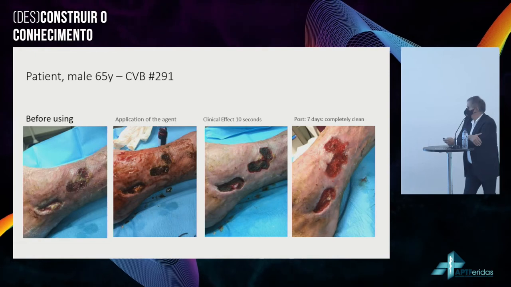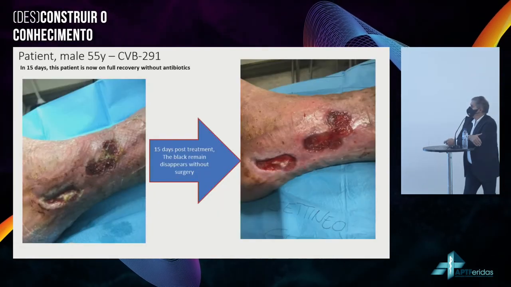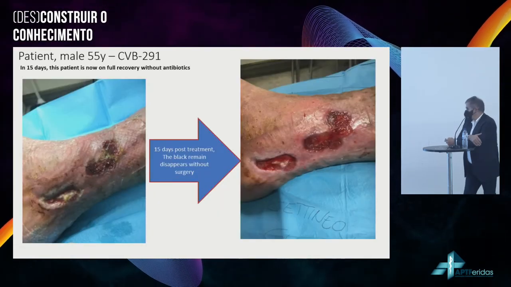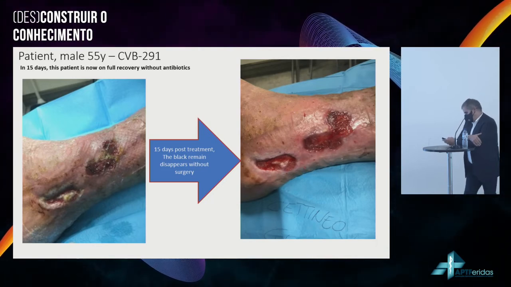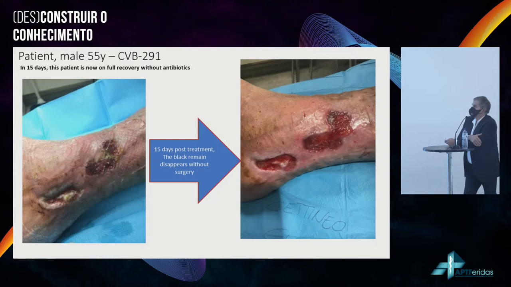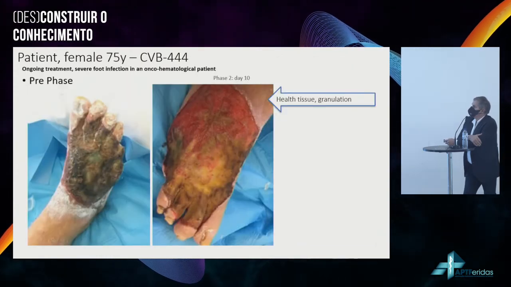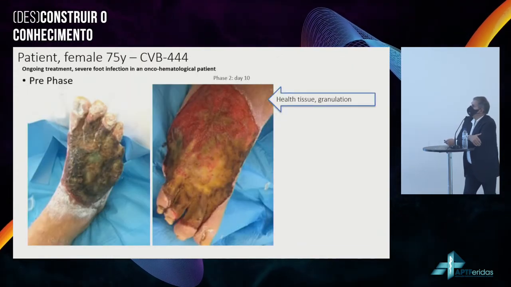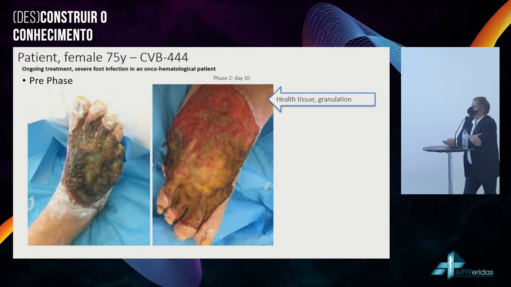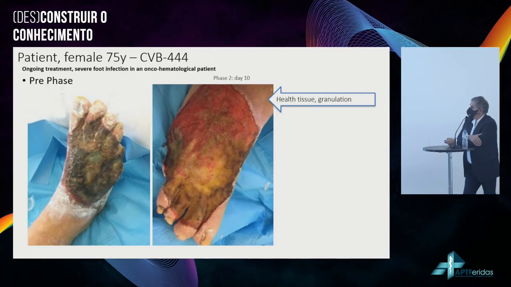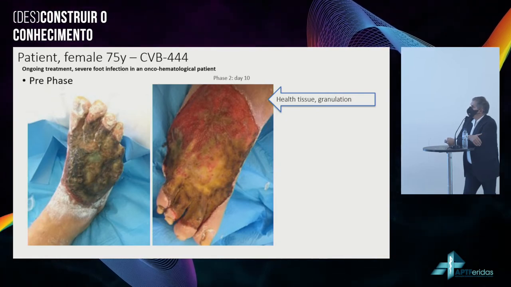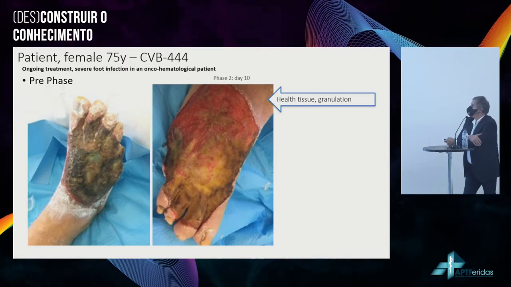After a week, we saw a nice granulation. Another week, the same wound here. We see it even nicely progressing, so that wound is out of the gray zone. Here we have an onco-hematological patient with a very necrotic foot. We were able to get granulation back in roughly 2 weeks, less than 2 weeks.